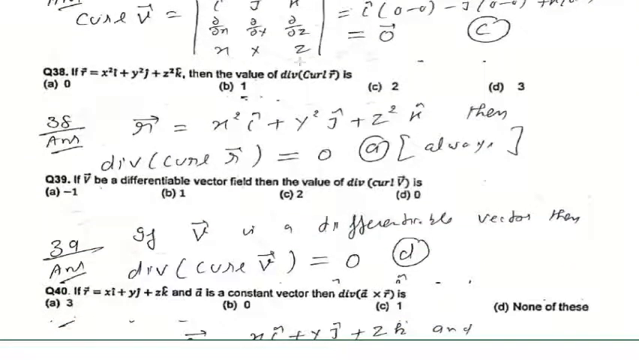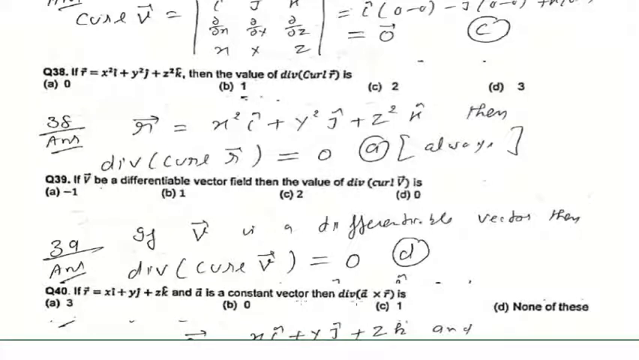And I already have explained that whatever the field is given to you, the divergence of curl is always 0. Divergence of curl is always 0. So 0 is the correct option, A is the correct option.